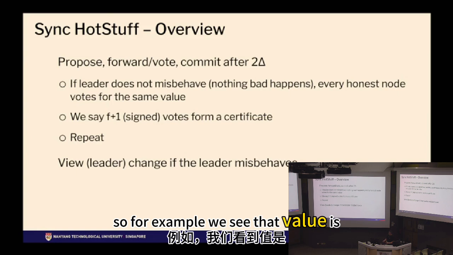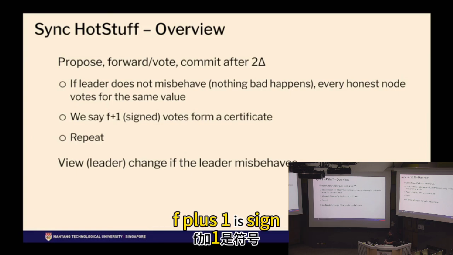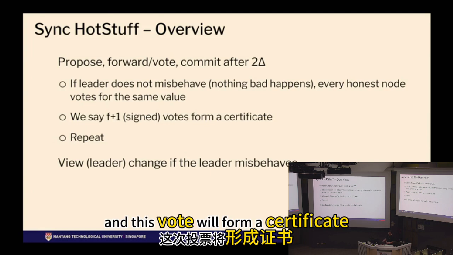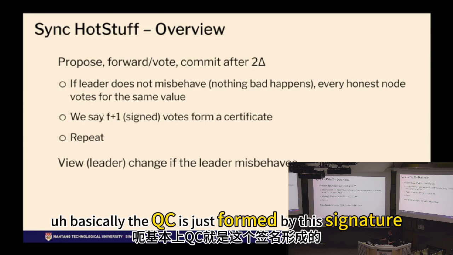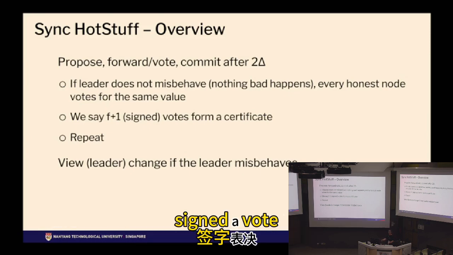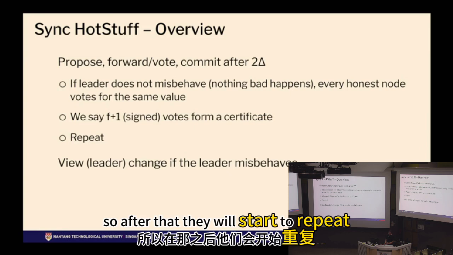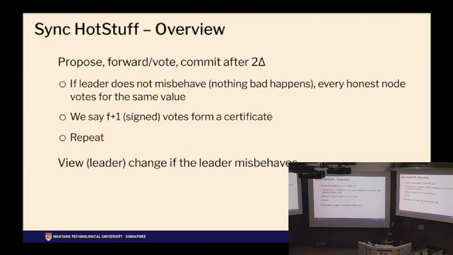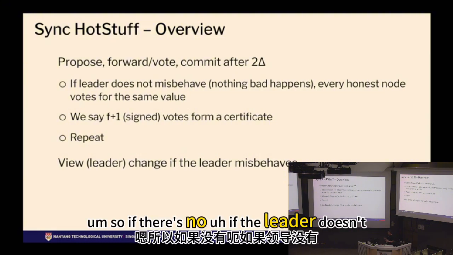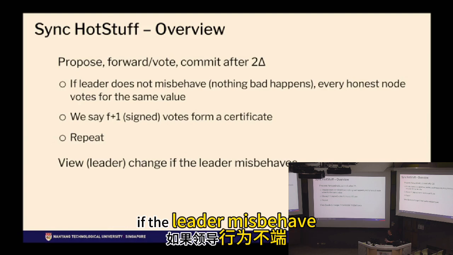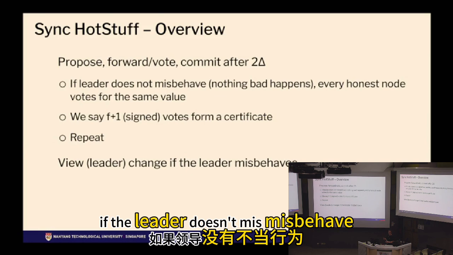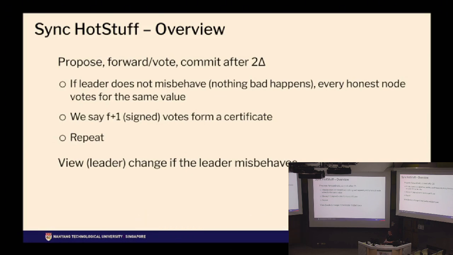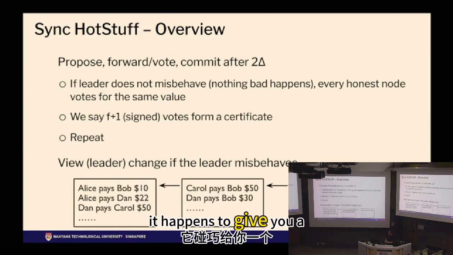So for example, we see the value is f+1 signed, and this vote will form a certificate. It's like a QC in HotStuff. Basically, the QC is just formed by these signed votes. After that, they will start to repeat to other nodes. If the leader misbehaves, the leader will change. If the leader doesn't misbehave, the leader won't change. So that's how it happens.